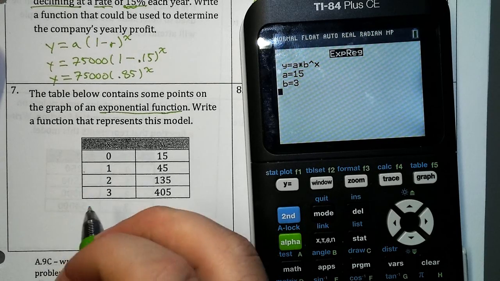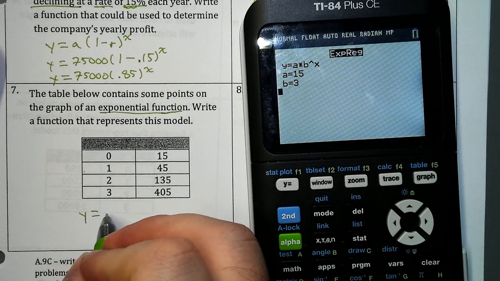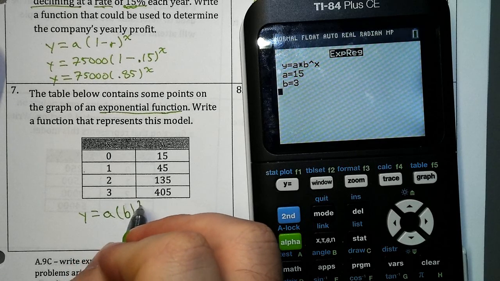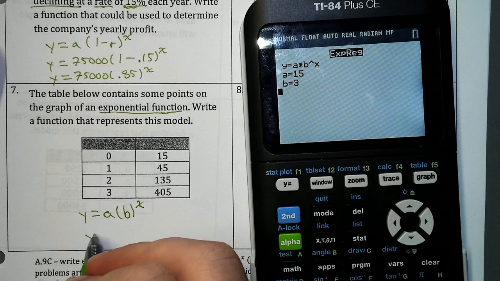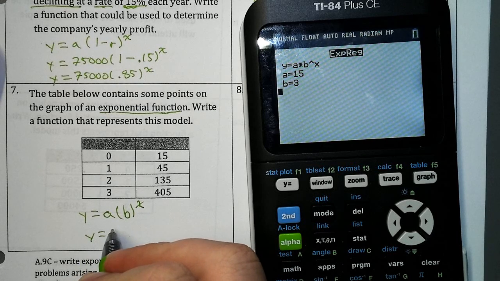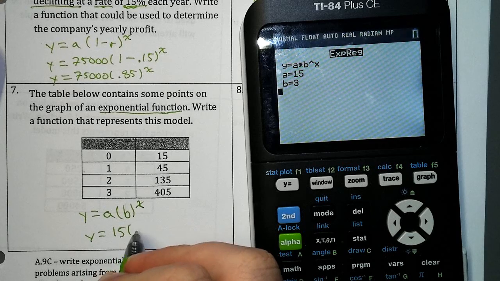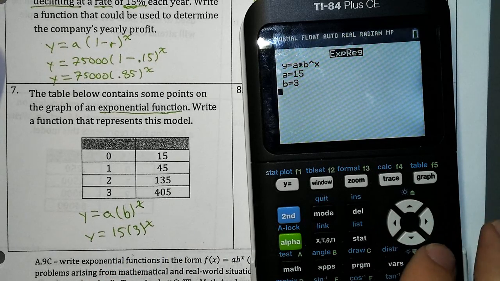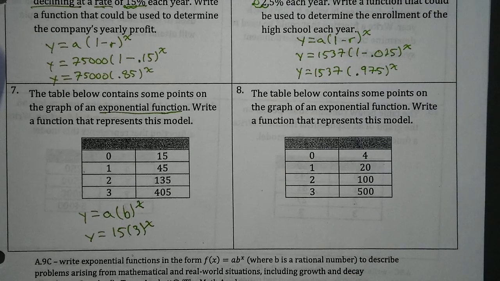and it says y equals, and this is just an a times b to the x, and so y equals 15 times 3 to the x. But I'm going to show you we could get that information just from our table.